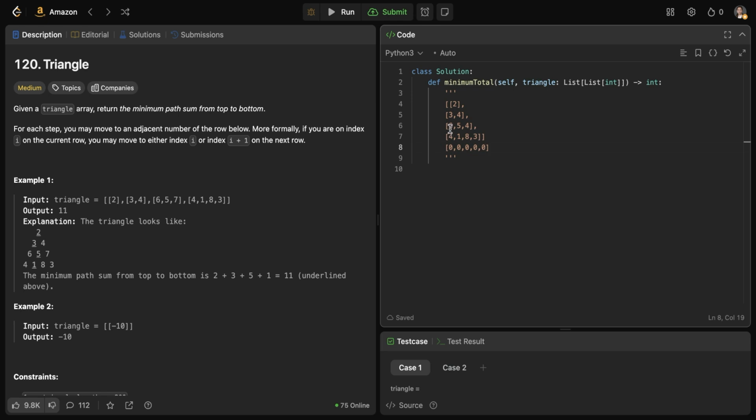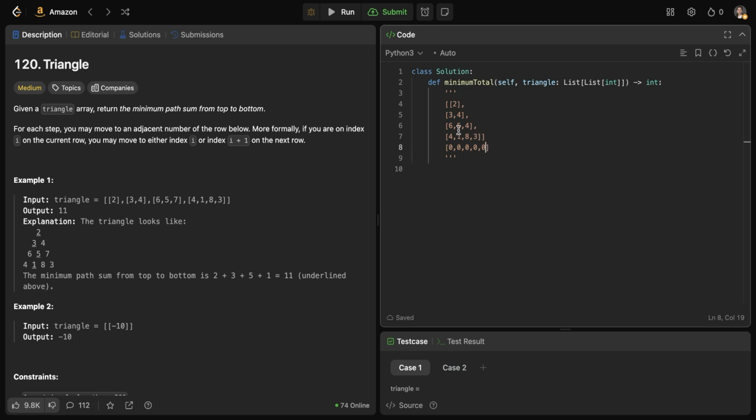Now we go up. The children for 6 would be 4 and 1, and the minimum for them is 1. So 6 plus 1, 7 would be up there. For 5, the children are 1 and 8, so the minimum sum would be 5 plus 1, 6. And the children for 4 would be 8 and 3, so the sum would be 7.